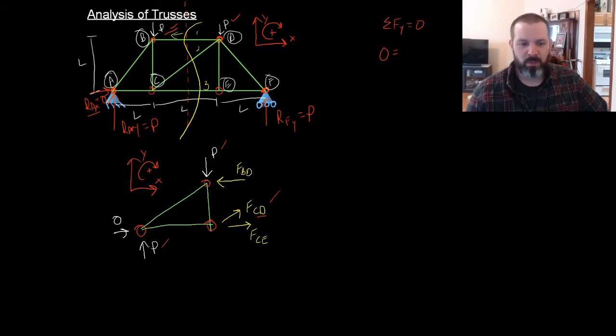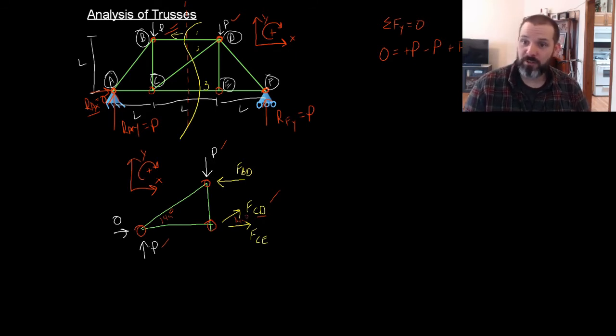I have 1 P acting up, so I have a positive P. I have 1 P acting down, so I have a negative P. And then I have FCD acting up, but it's acting at a 45-degree angle. Since I made all the dimensions L, every angle in the truss is 45 degrees. This is 45 degrees. This angle here is 45 degrees. So FCD times the sine of 45.